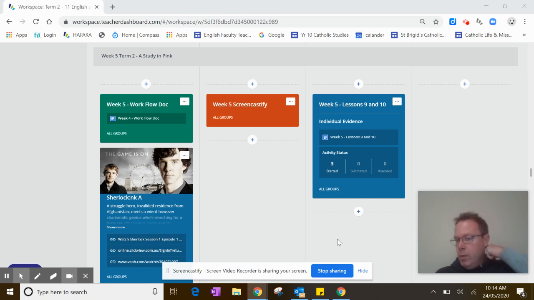So, in terms of Sherlock Holmes, you should have an understanding now of the crime genre, and of what a crime convention is. A convention is an expectation that you expect to find in a particular genre. Then you should have a bit of an understanding of the evolution of Sherlock Holmes.